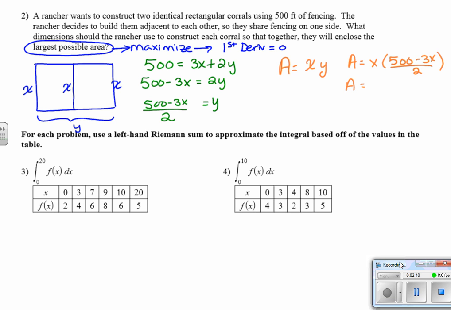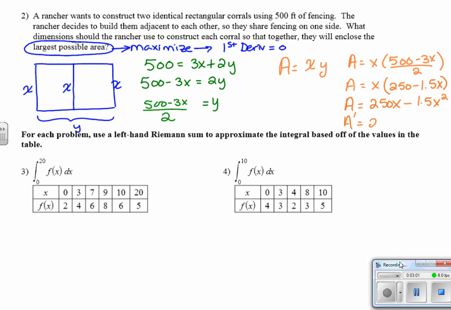I'm going to say area is equal to x times 500 divided by 2, which is 250, and 3 divided by 2 is 1.5x. How about that? And that means area is equal to 250x. I'm going to try and get around the product rule here by distributing through, minus 1.5x squared. Nice. Now let's do first derivative.